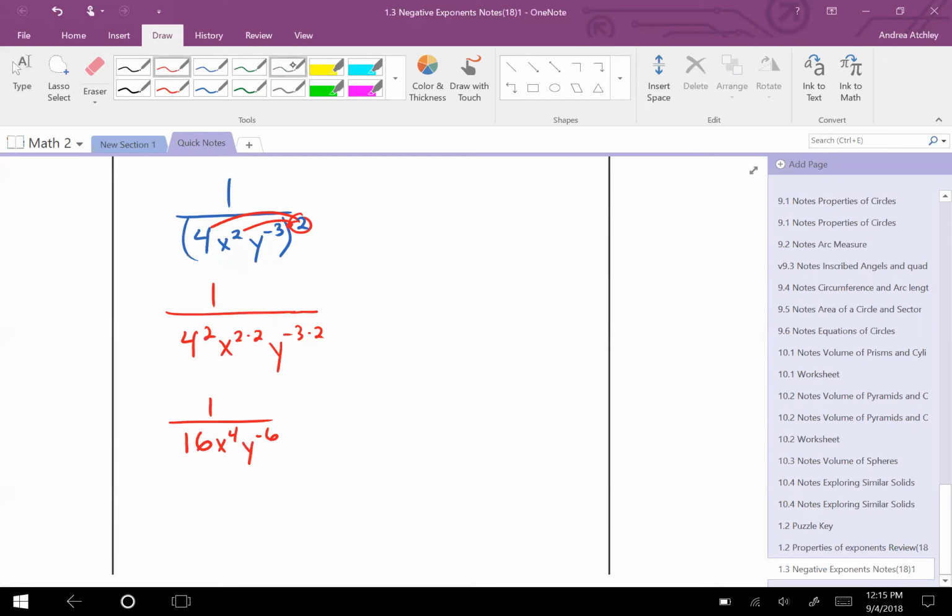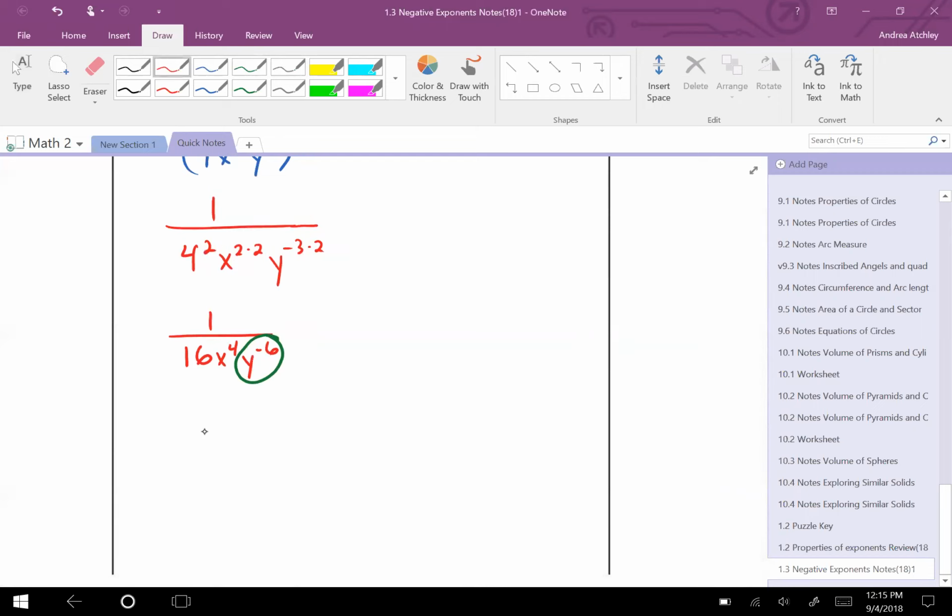We're not done yet because we need to take that negative and take the reciprocal of it. So it should be 1 over 16x to the 4th times y to the 6th. When you flip it, the negative exponent becomes positive. Multiply straight across and get y to the 6th over 16x to the 4th.